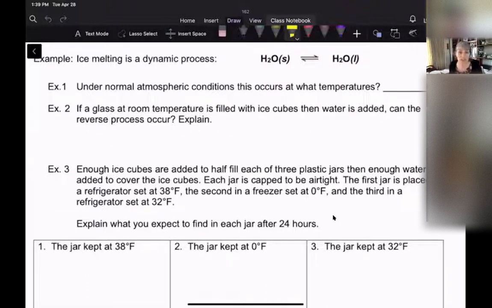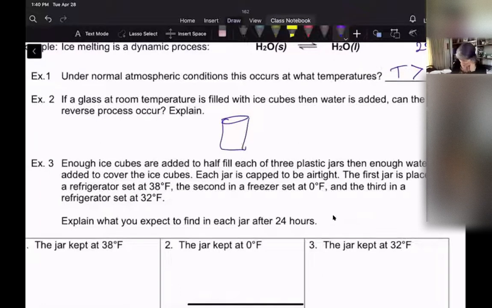Here we're looking at melting, right? We're looking at the solid ice melting to form water, so a very intuitive process. This occurs at what temperatures? Temperatures greater than 0 degrees C, right? So like 25 degrees C, our nice warm room, definitely going to melt the ice. If we have a glass filled with ice cubes and we add some water, are we going to have any of the water freezing into ice?